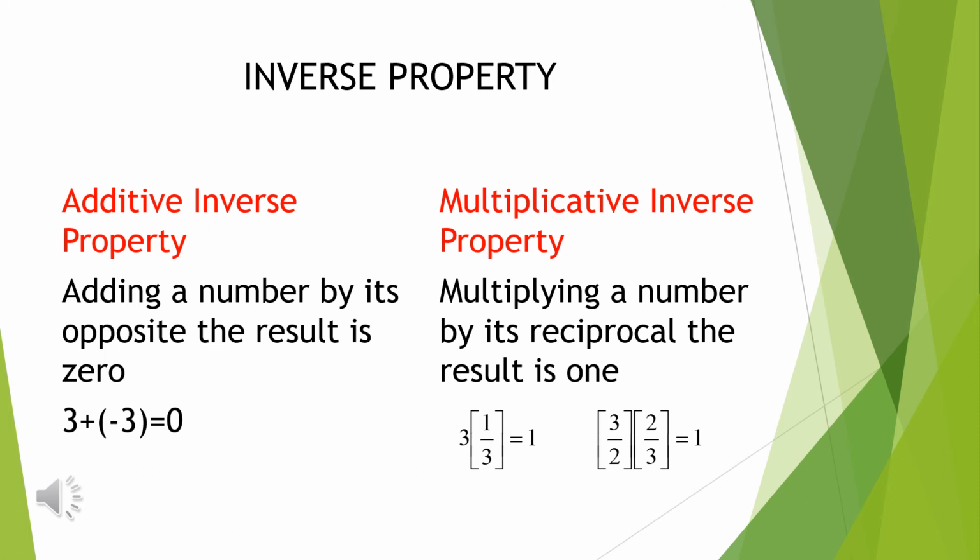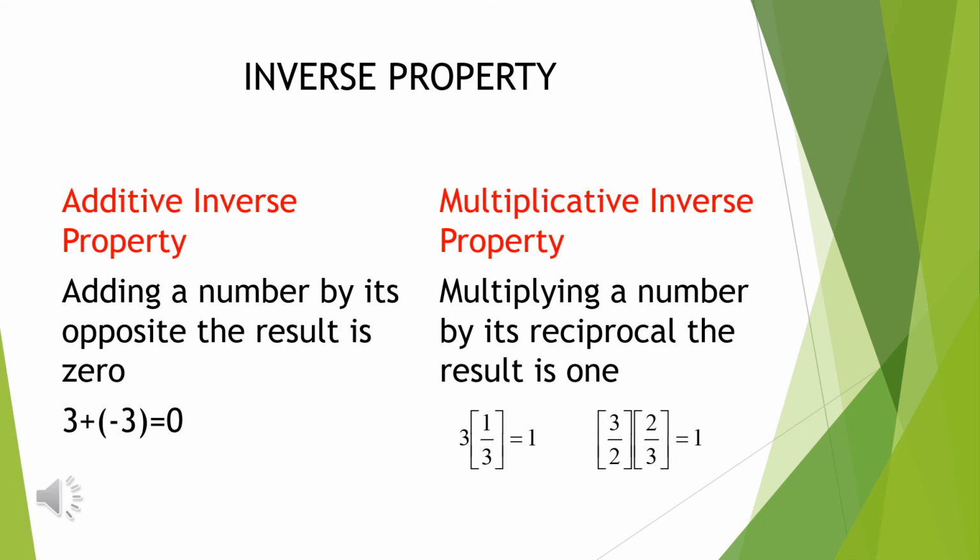We have multiplicative inverse property. Multiplying a number by its reciprocal, the result is 1. If we have 3, what is the reciprocal of 3? 1/3. If we multiply 3 by 1/3, the answer is 1.